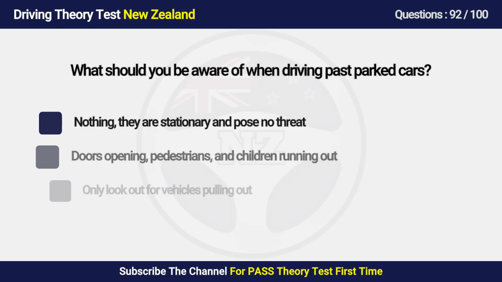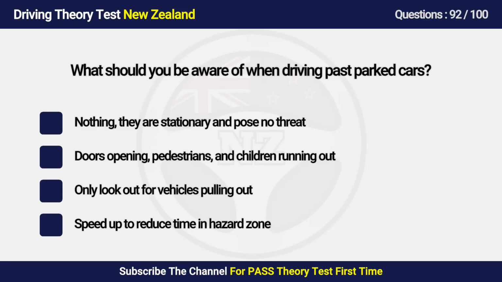Question 92. What should you be aware of when driving past parked cars? A. Nothing, they are stationary and pose no threat. B. Doors opening, pedestrians and children running out. C. Only look out for vehicles pulling out. D. Speed up to reduce time in hazard zone.